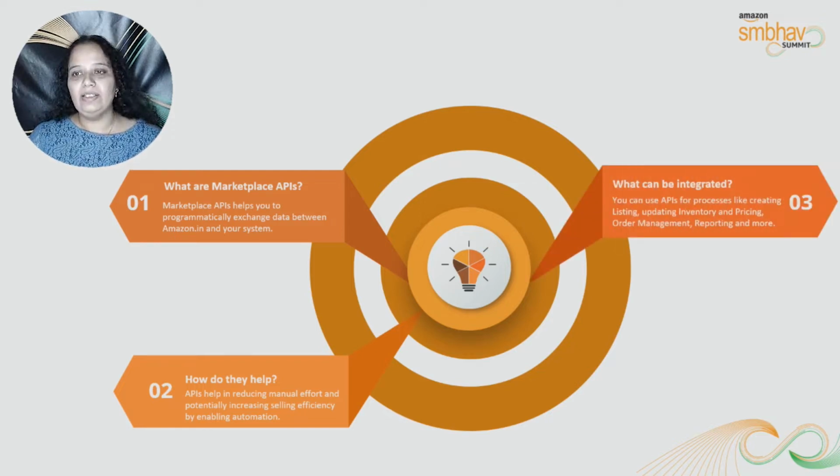What can be integrated? Now, there are multiple processes that you do when you are selling on Amazon. Right from creating a catalog, updating your catalog, updating your inventory, updating prices. Whenever you get an order, you process those orders by downloading the list of orders. And then you also reconcile your reports, whether it is for tax, to understand what inventory you have, or to understand what payments you have. All of these and many more features can be integrated.